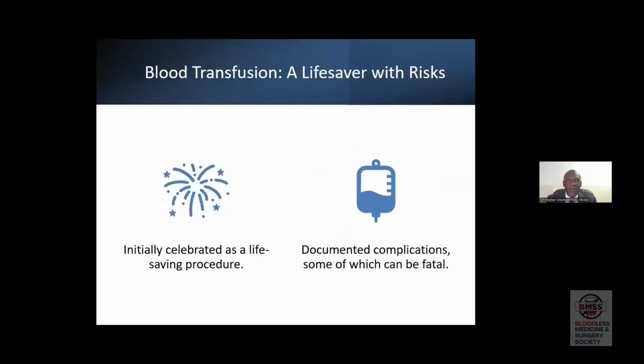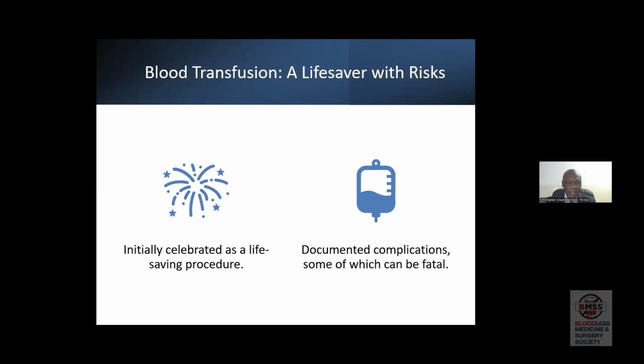Blood transfusion, a lifesaver with risks. The history of blood transfusion dates back to the 1600s and the human-to-human transfusions in the 1800s. There has been a lot of developments and advancements in blood transfusions to make blood transfusion safe. And these are well documented.